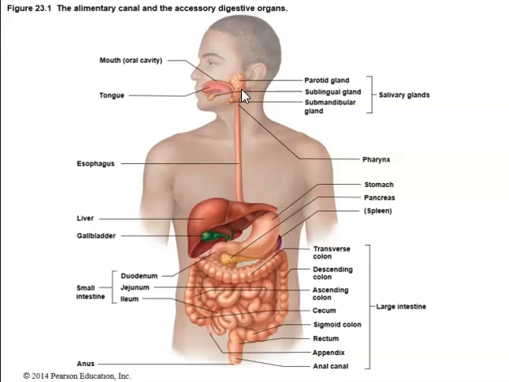So the idea of the digestive system is to break down our food, first mechanically using teeth, then chemically using the enzymes that are secreted by our accessory organs, so that they can be absorbed in the small intestine.